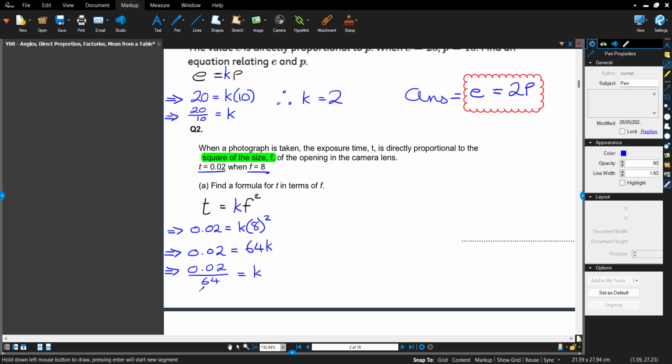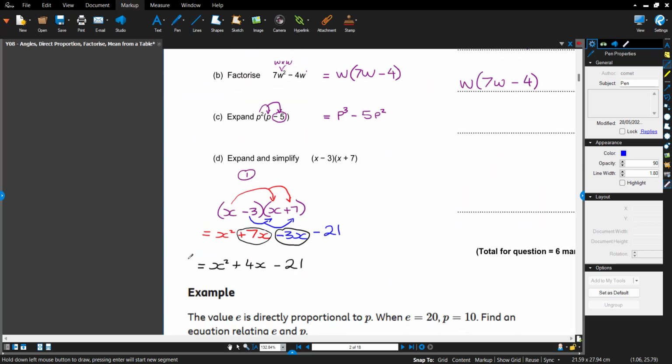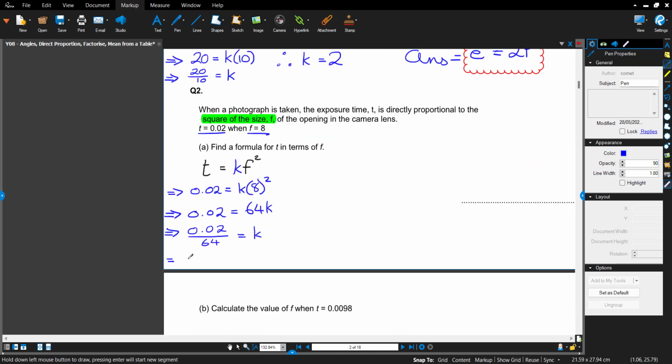Now, there's a couple of ways you can do this. You can leave it as a fraction, or you can leave it as a decimal. It's totally up to you. If it was me personally, I'd leave it as a fraction. So that's what I'm going to do. I just realized I didn't show you the second way in that previous question. Well, I will do that. All right, so let's go.